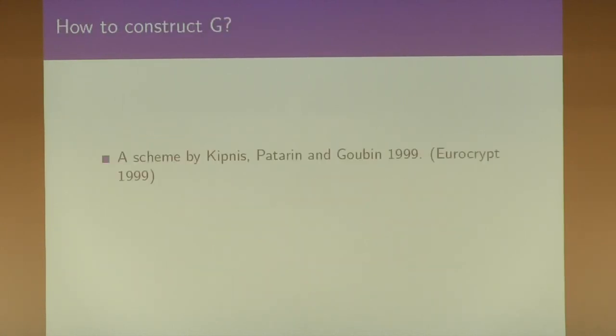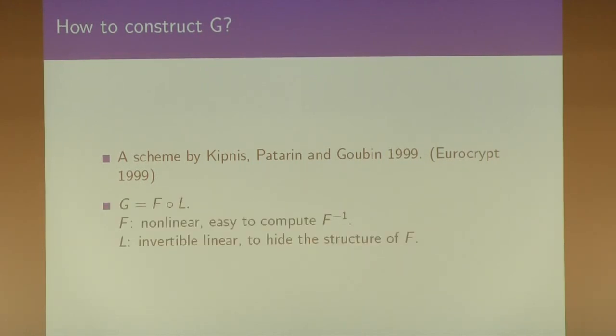Let me now introduce the scheme. This is the first scheme designed by Kipnis, Patarin, and Goubin in 1999. So that means almost 17 years ago. The idea is very simple. The public key part F, often we call the central map, is a composition of F with an invertible linear map L. So this is a composition of two maps.